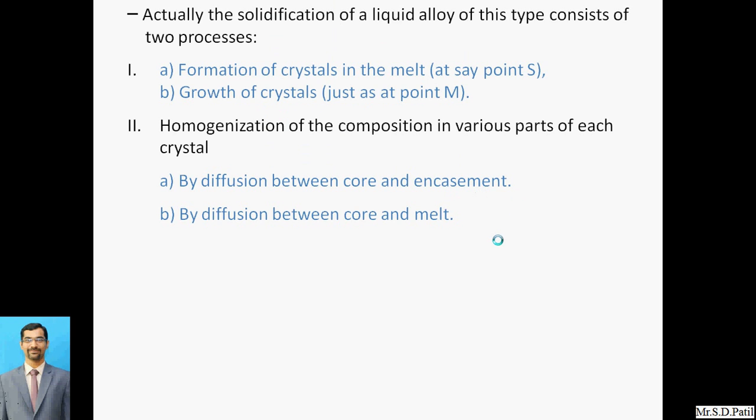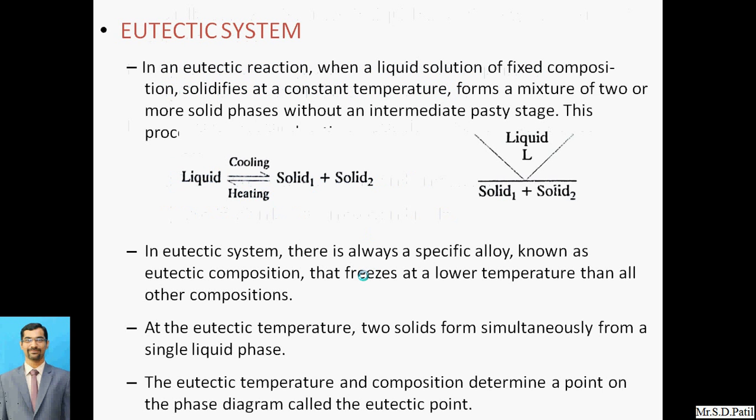Now the homogenization of the composition in the various parts of each crystal, that is the diffusion between the core and the outer parts, is not that important in the crystal phases. Now we will talk about the eutectic system. So the isomorphous system is over now. Now we will go with the second part, the eutectic system.